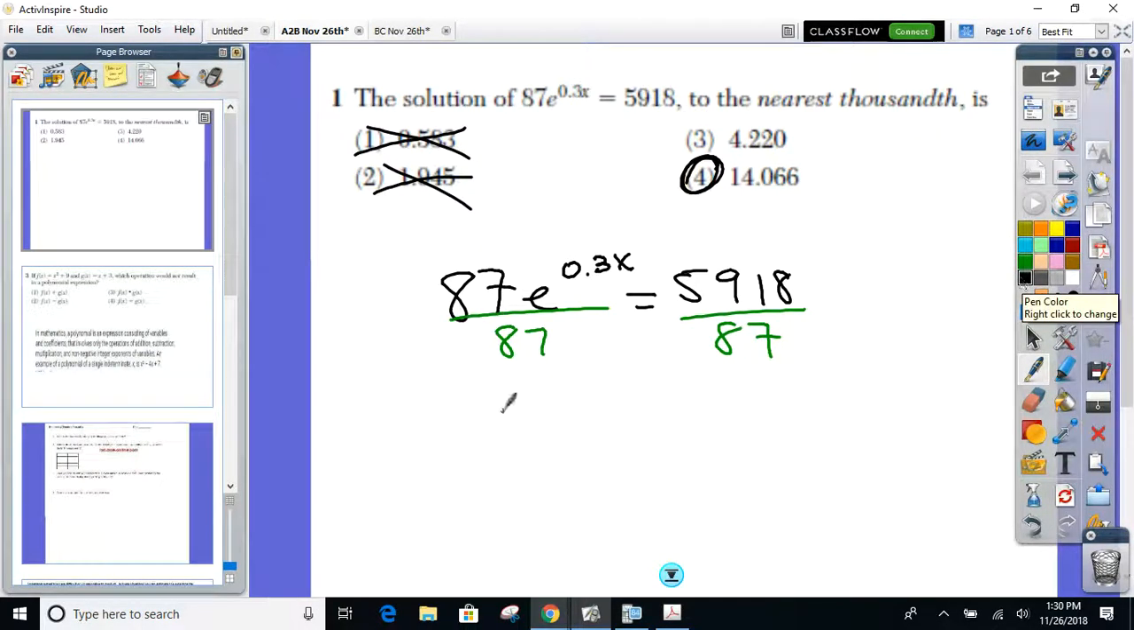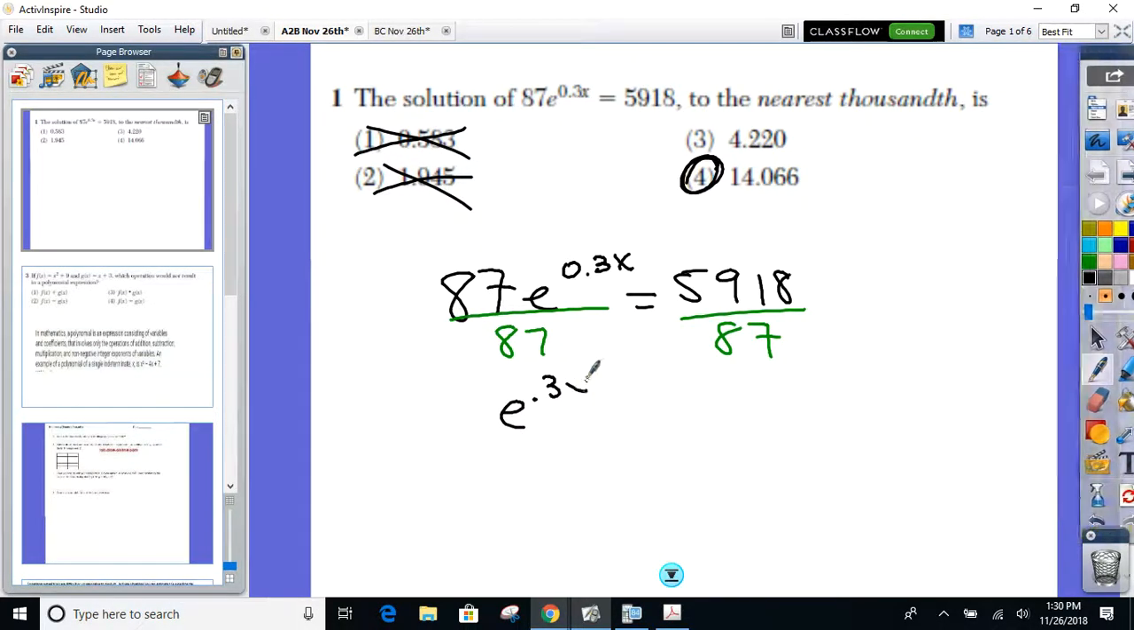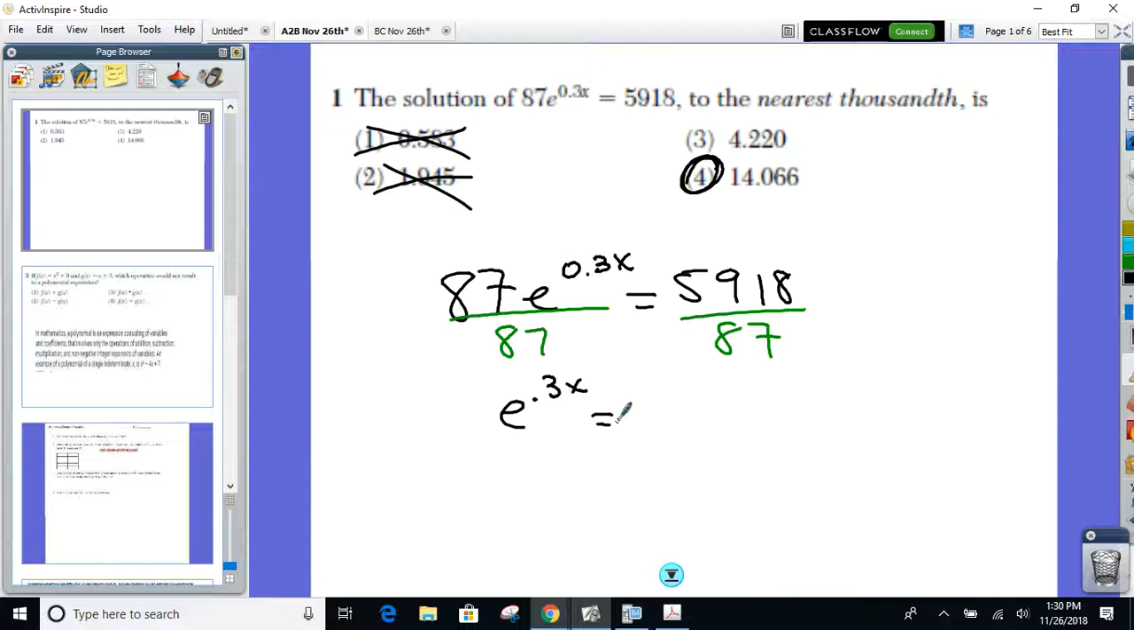So on this left side, I get e raised to the 0.3x. Over here, I go to my calculator. Are we done with the problem after I do this? I'm asking you this because you're not ready to round yet. Don't get lazy on me either. Write the whole thing out. You don't round a darn thing until the end.